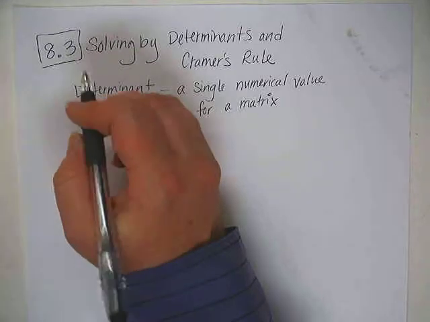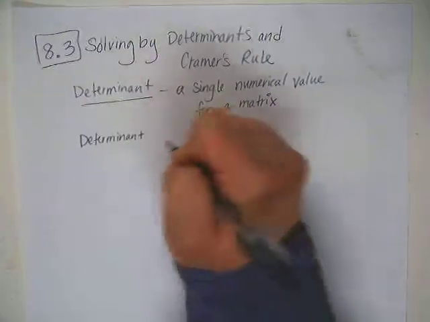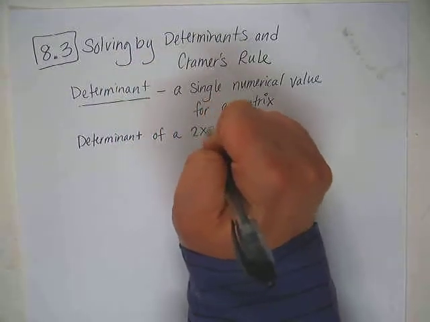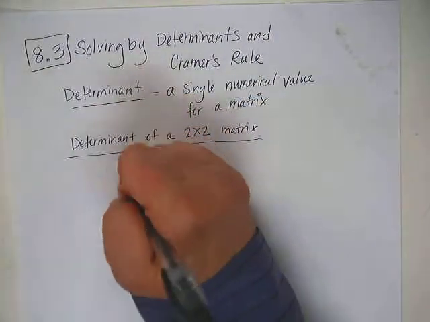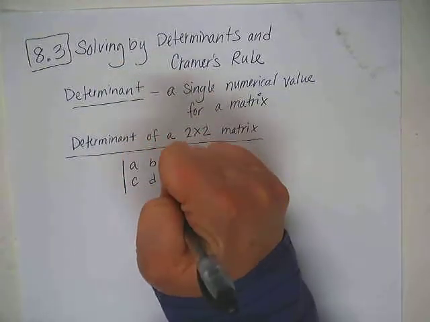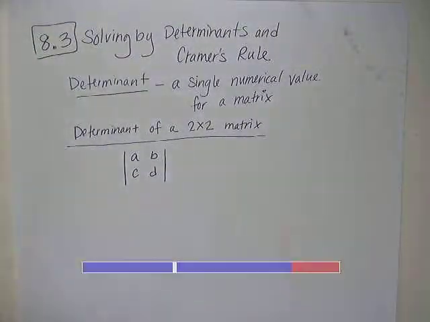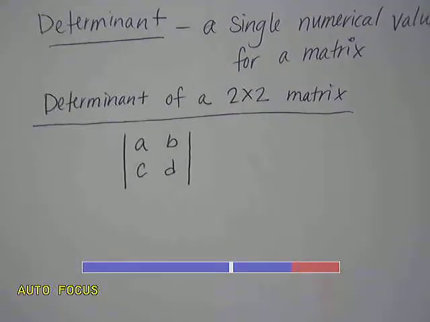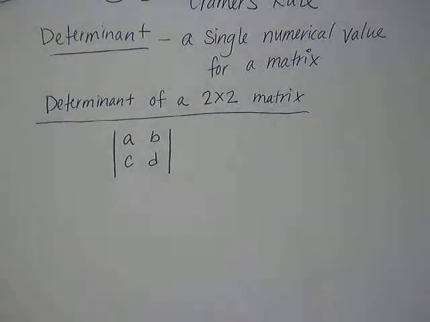I'm going to give you a formula to do a 2 by 2 matrix. Determinant of a 2 by 2 matrix. So here's the formula. A, B, C, and D just represent numbers in that matrix. Okay? And notice what I did differently with the brackets. What did I do differently? They're just lines instead of brackets. And what does that remind you of?